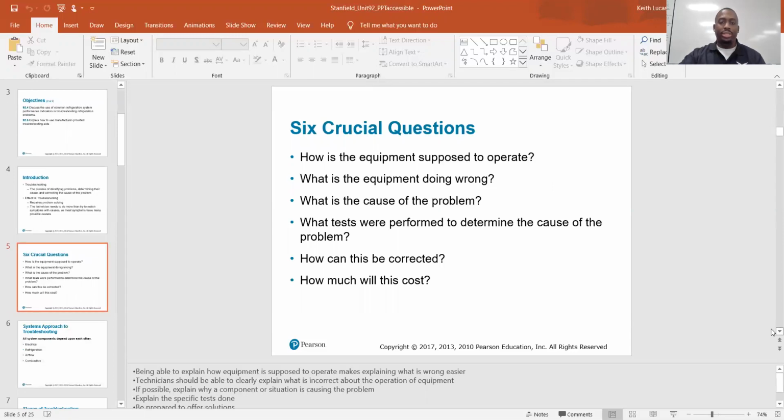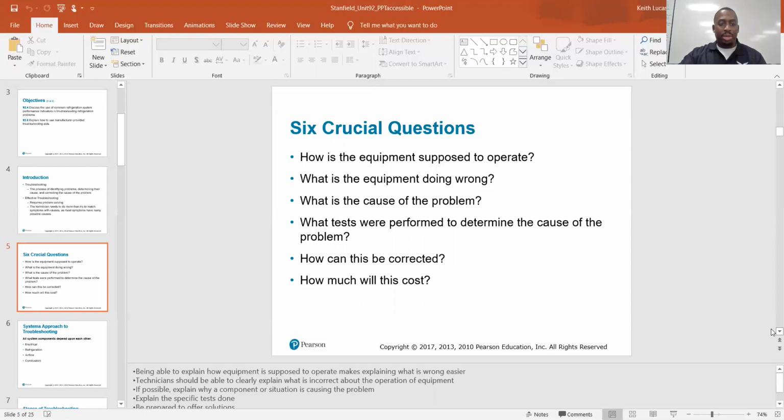Six crucial questions. These are questions that customers ask. Some of the questions get real stupid, so try not to make customers feel bad. I mean, they don't know. But these are some of the more common ones. How is the equipment supposed to operate? Oh, actually, no, these are questions that you probably want to ask yourself. How is the equipment supposed to operate? What is the equipment doing wrong? What is the cause of the problem? What tests are performed to determine the cause of the problem? How can this be corrected? How much will this cost?